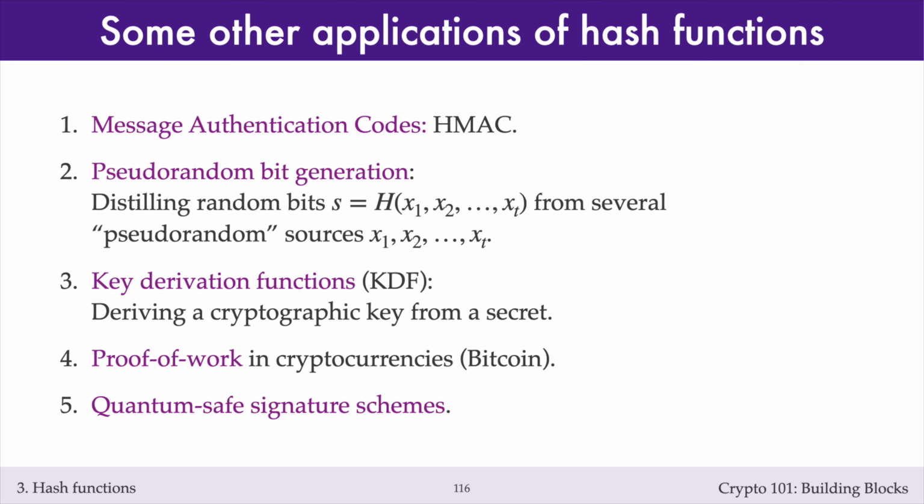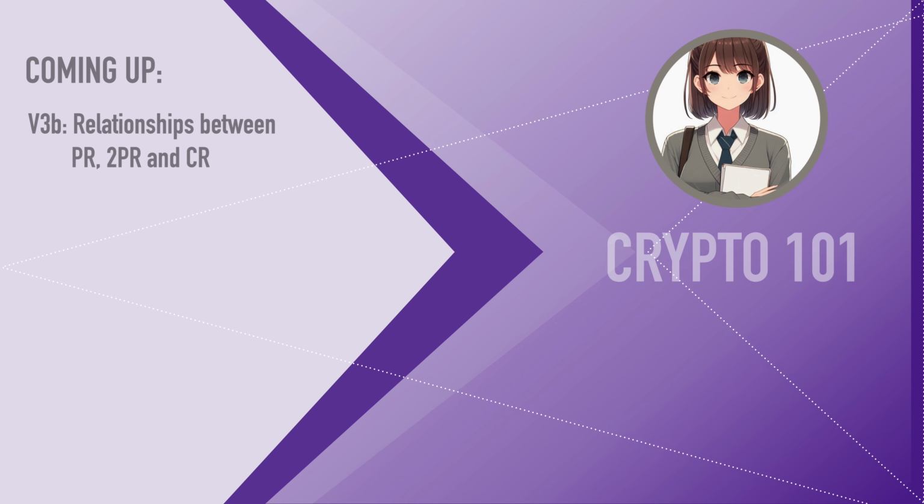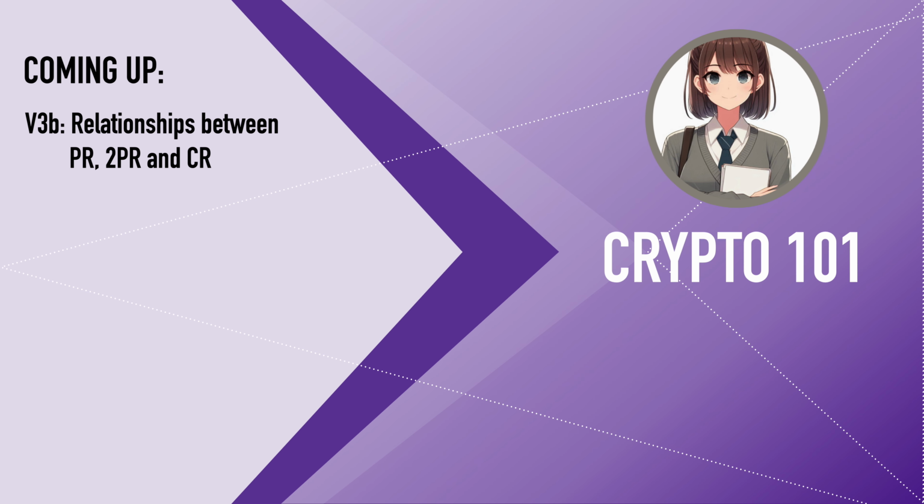Hash functions have many applications, and we'll see some of them later in this course. In Lecture V3b, we'll investigate the relationships between the three security properties of hash functions: preimage resistance, second preimage resistance, and collision resistance. I hope to see you in V3b.